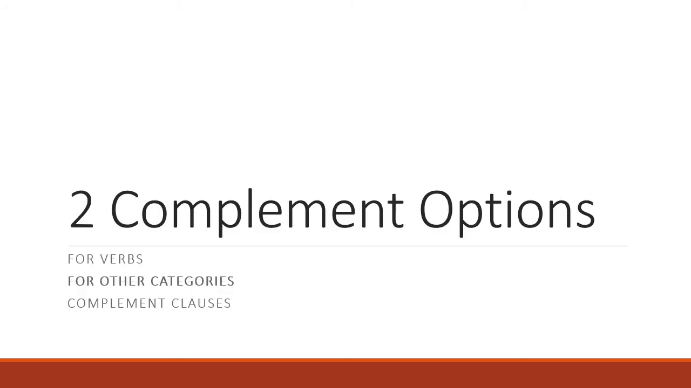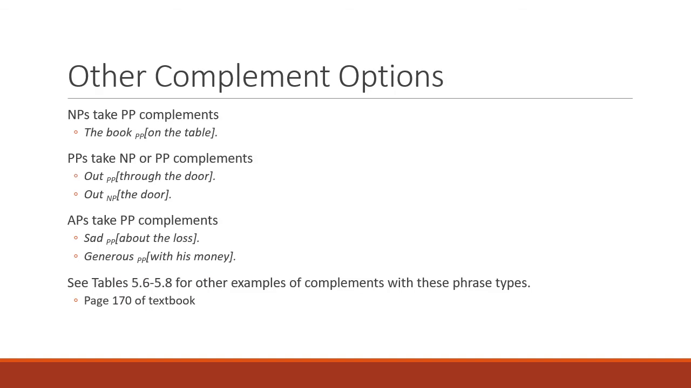Next, other categories. NPs take PP complements. So the book on the table. The noun phrase is the book, and the complement in there is the prepositional phrase on the table. PPs, or prepositional phrases, take NP or PP complements. So out is a preposition, and through the door is a prepositional phrase that goes within the prepositional phrase out through the door. Out again is a preposition, and the door is a noun phrase that goes within the prepositional phrase out the door.